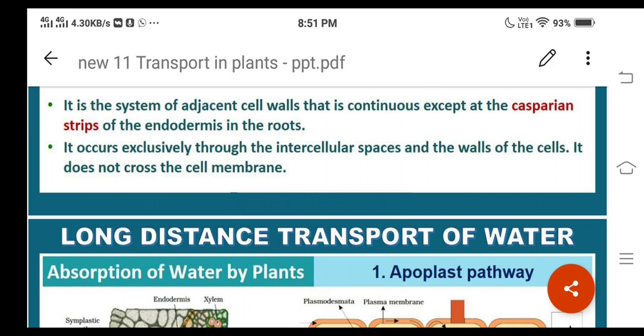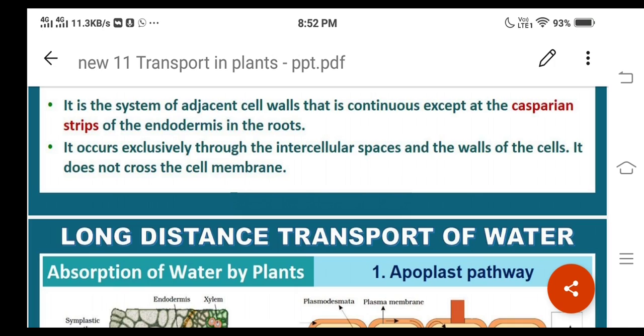And what does endodermis mean here? It is nothing but the innermost layer of the cortex. The innermost layer of the cortex is called the endodermis. It will be present in both the dicot as well as the monocot roots. In both the dicot as well as the monocots, we find the presence of Casparian strips or Casparian bands. They are deposited with the chemical substance called suberin.